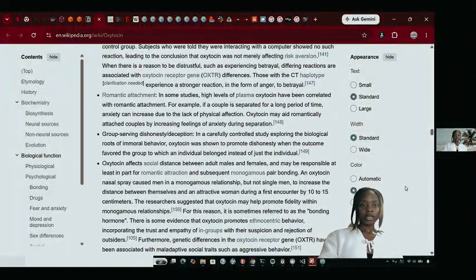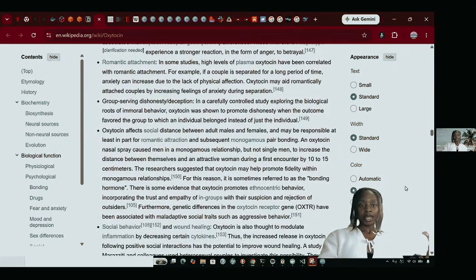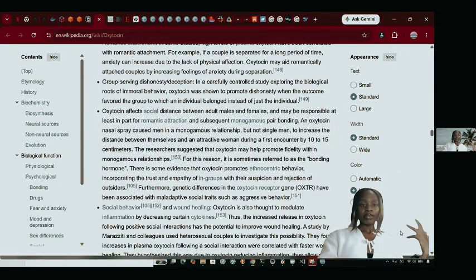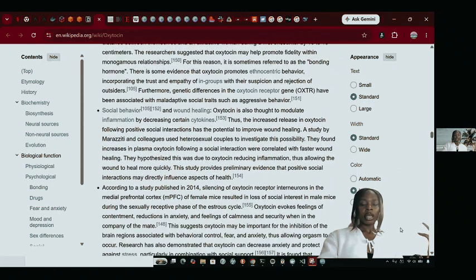Trust and oxytocin, romantic attachment and oxytocin, group dishonesty and deception and oxytocin, social behavior and wound healing. So we can see oxytocin is also thought to modulate inflammation by decreasing certain cytokines. Cytokines are part of your inflammatory response system.